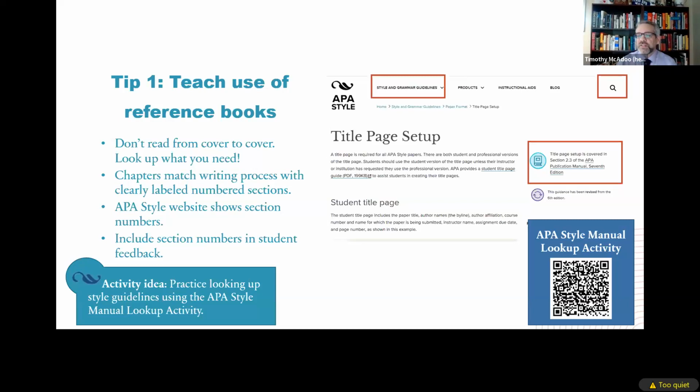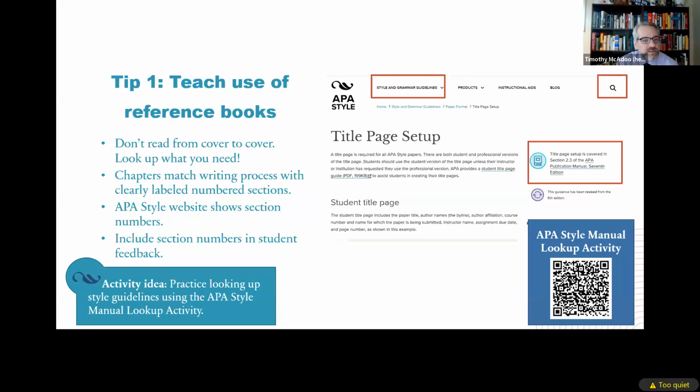So one way to teach the use of reference books is to have students practice looking up different style-related guidance in the manual. So you could ask them to look up how to format a student title page or what fonts are acceptable, or really whatever you want to focus on. That exercise would be less about them memorizing the answer than about finding and understanding and getting familiar with the book and where that answer is, and adding post-it notes to things that they're going to look up frequently.